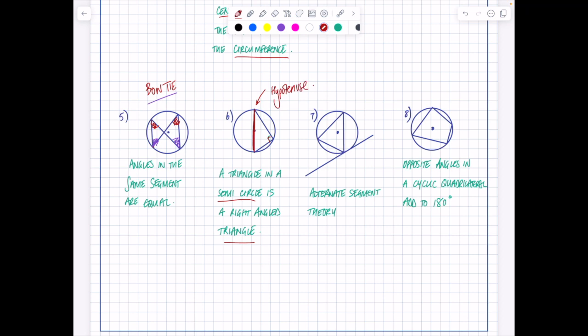So the hypotenuse would have to be the diameter in that case. Question 7 is probably the hardest one to spot, I think. So it's the alternate segment theory. Now, what this alternate segment theory says is you need to look for a triangle.